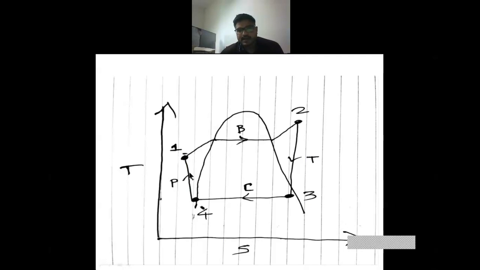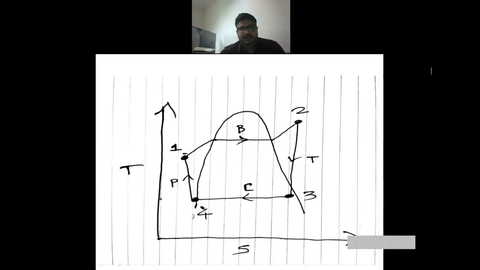So two processes are isentropic, these 2 to 3 and 4 to 1. This is our constant pressure process, and this is a constant pressure, constant temperature process, or generally it is a constant pressure process, these 3 to 4. Clear? So this was about the heat work. Now whenever we want to find out the efficiency, we require the value of enthalpy.